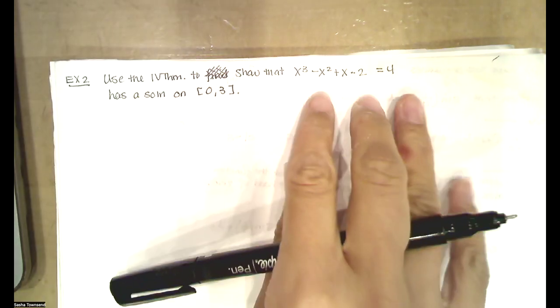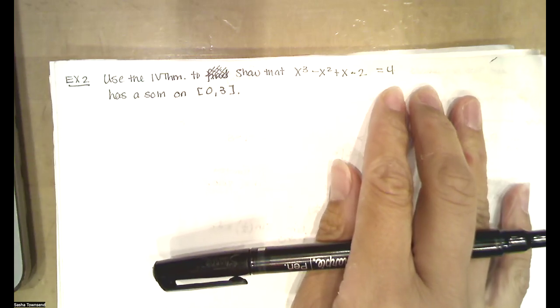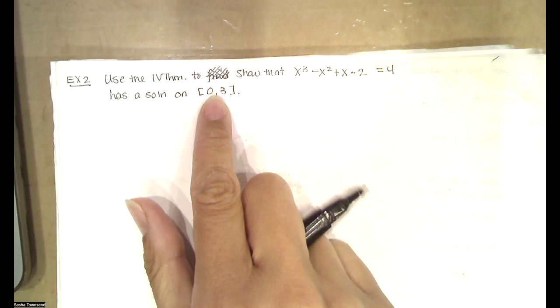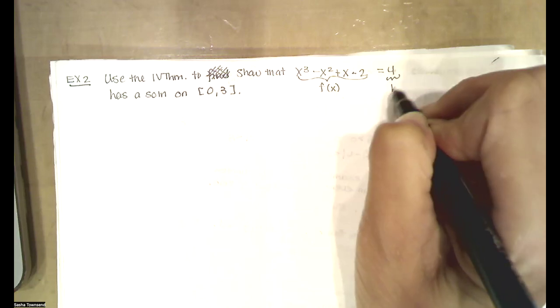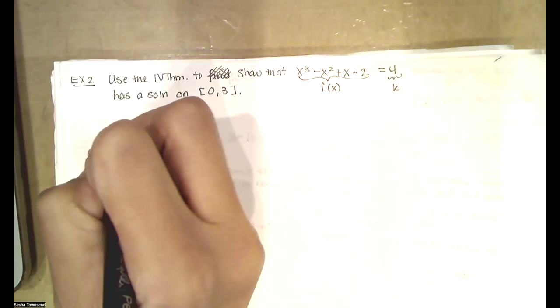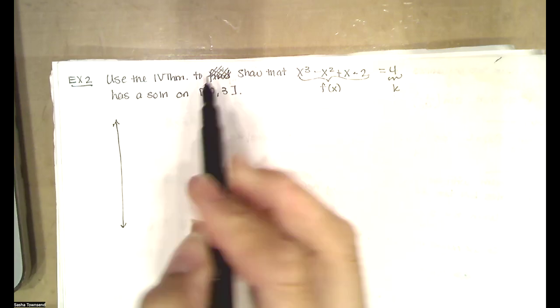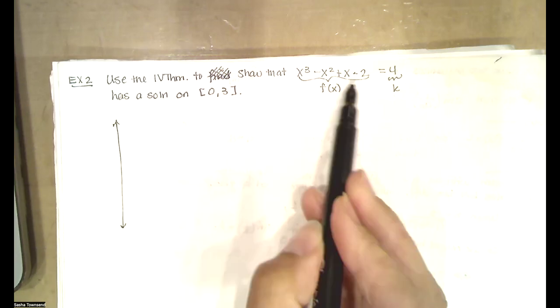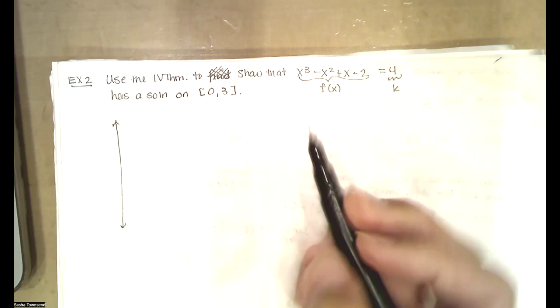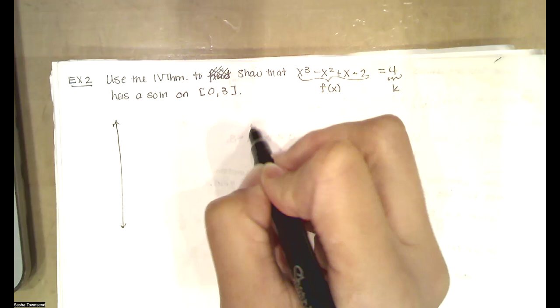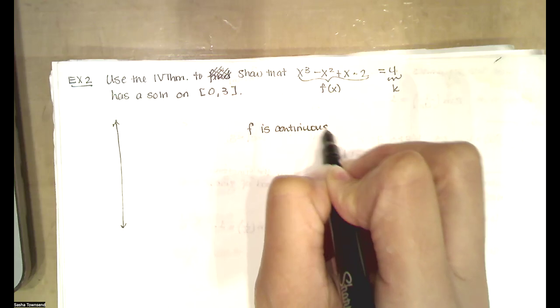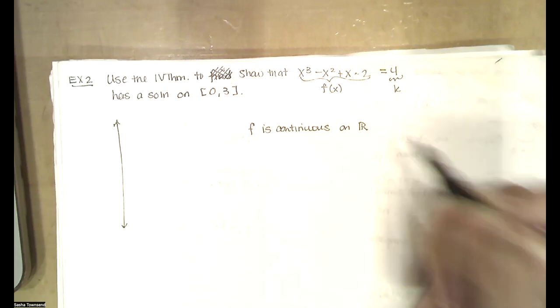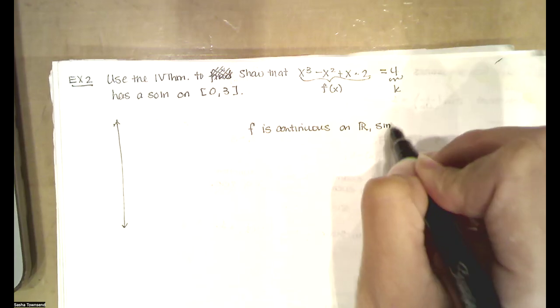All right, so this one says, use the intermediate value theorem to show that this polynomial is equal to 4 at some x value on the interval from 0 to 3. So we can call this our f of x. And we can choose 4 to be our value for k if we want to. We're asked to use the theorem to show that that equation has a solution on this interval. So we first state that f is continuous on the interval from 0 to 3. Of course, it's continuous on the entire real line, since f is a polynomial.